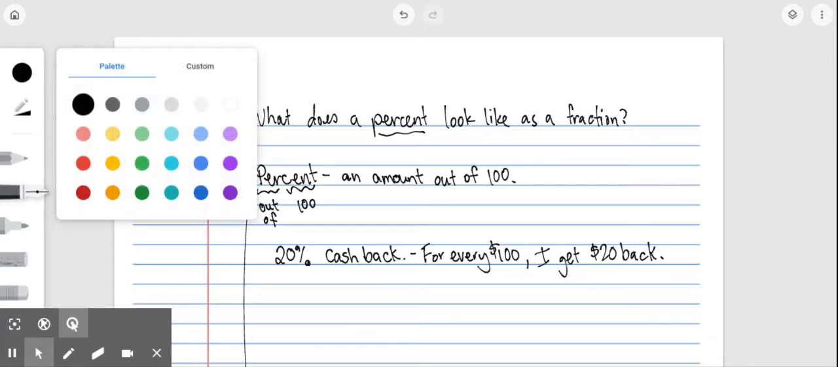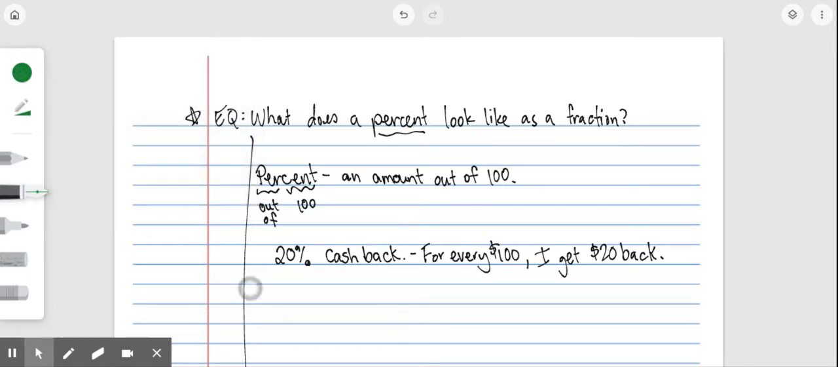So let's pause this for a second, and I want you to think, where do you see percents in the real world? Make a list, like do 2 or 3 things. Where do you see percents in the real world? And then let's share them in the chat.